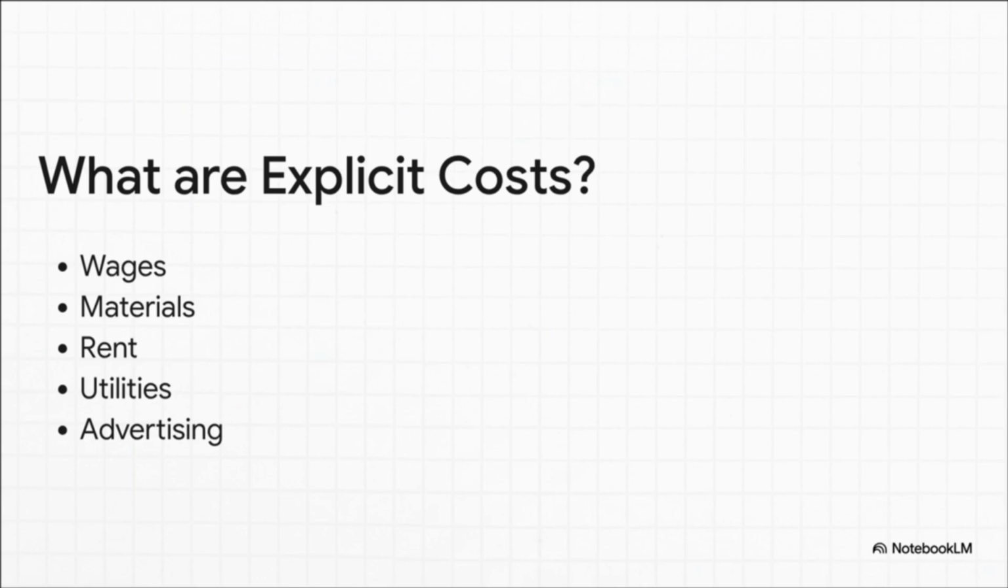So what exactly are these explicit costs? Well, think of it this way. If you had to physically pay for it with cash, a check, a credit card, it's an explicit cost. These are your direct out-of-pocket expenses. We're talking about things like wages for your workers, the cost of materials, your rent payment, the utility bills, that ad you ran online. They're tangible, they show up on a bank statement, and they're super easy to track.